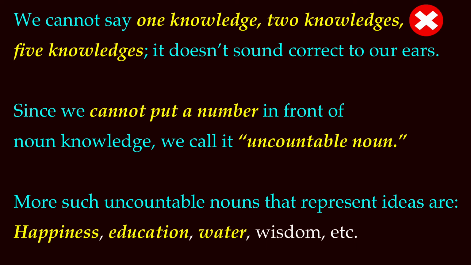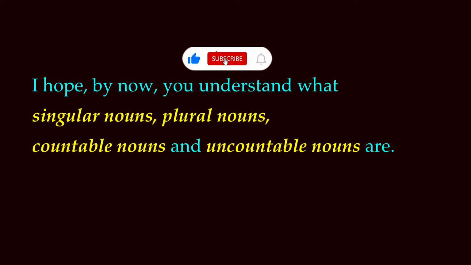We cannot say waters in plural. So water is an uncountable noun. Wisdom is an uncountable noun because we cannot say wisdoms, 1 wisdom or 5 wisdoms. So wisdom is an uncountable noun. I hope by now you understand what singular nouns, plural nouns, countable nouns, and uncountable nouns are.